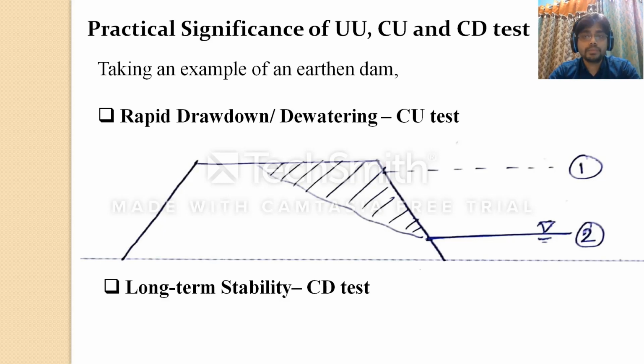This is just one example. There are several examples of UU, CU, and CD tests. I've just taken one earthen dam example, and I've explained these three tests.